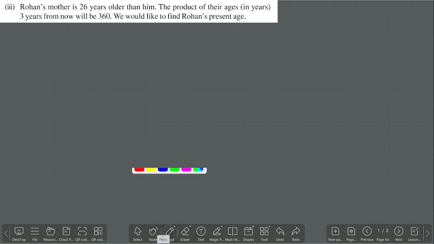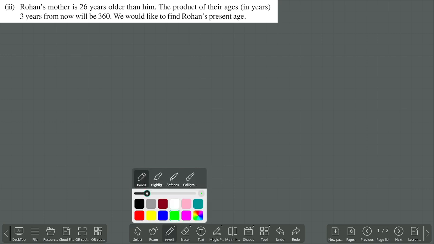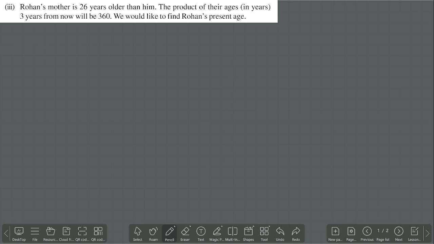What is that person's name? Rohan. Okay, listen. Rohan's mother is 26 years older than him. So they are talking about ages. Already we have discussed it in third chapter. If they are talking about a word problem, take what we have to find. We would like to find Rohan's present age.